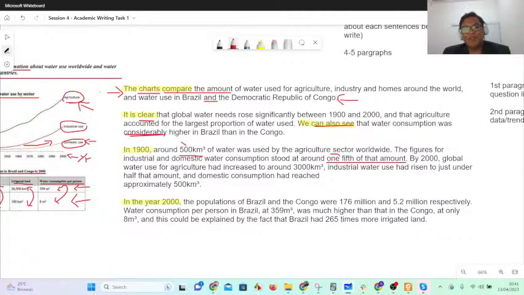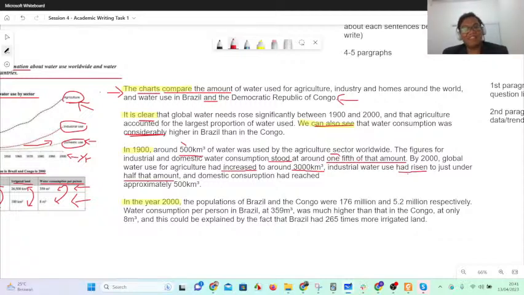Right? By 2000, global water use for agriculture had increased to around 3,000 cubic kilometer, right? Okay, here I use stood around, and here I use increase. The industrial water use had risen, right? You can see that we are not using the same vocabulary over and over. It's just under half that amount. This is another fraction, right? But basically, it's written differently, just under half the amount to around 1/5 of that amount, right?